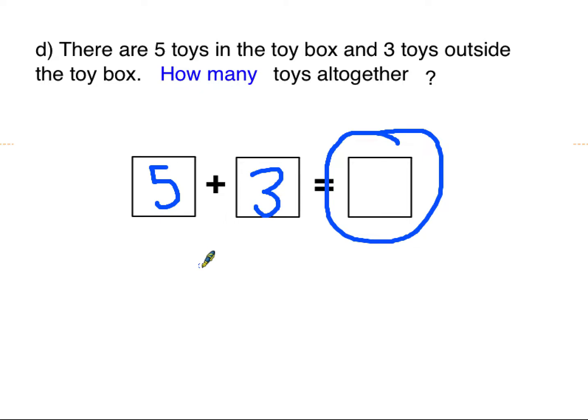Grab the 5, count 3 more. 5, 6, 7, 8. 8 all together.